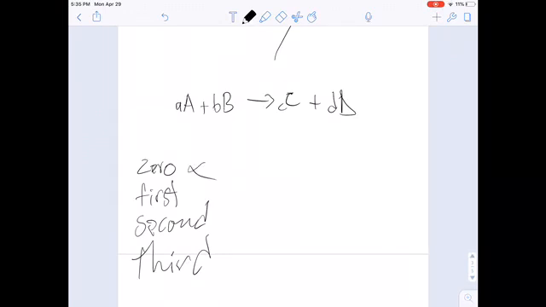So a zero order reaction has a constant rate that is independent of the reactant's concentration. The rate law is as follows: rate is equal to K, where K has a unit of M s raised to the power of minus 1. In other words, zero order reactions have a rate law in which the sum of the exponents is equal to 0.